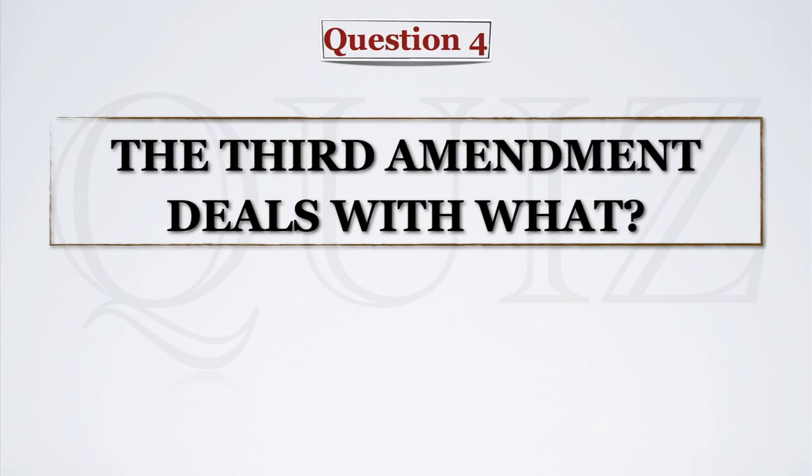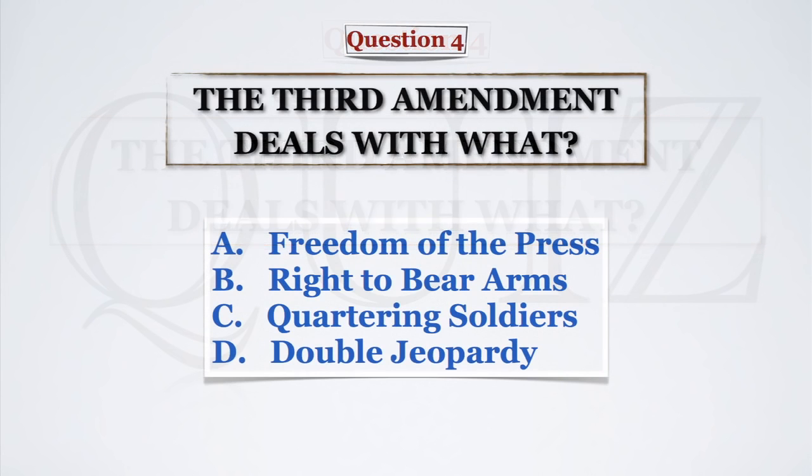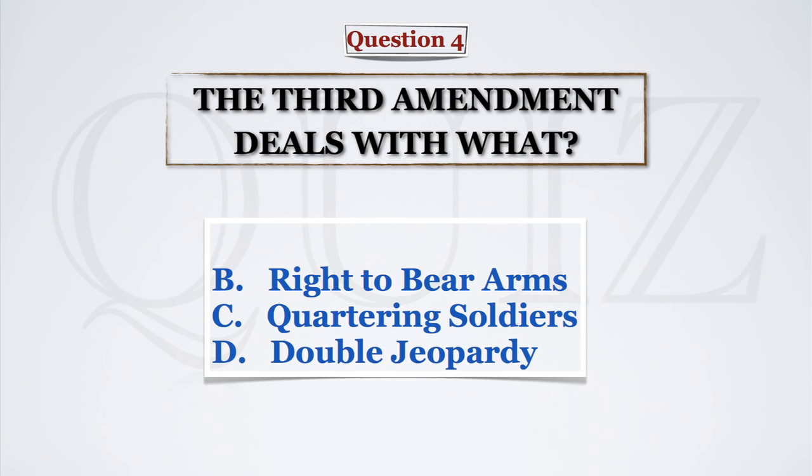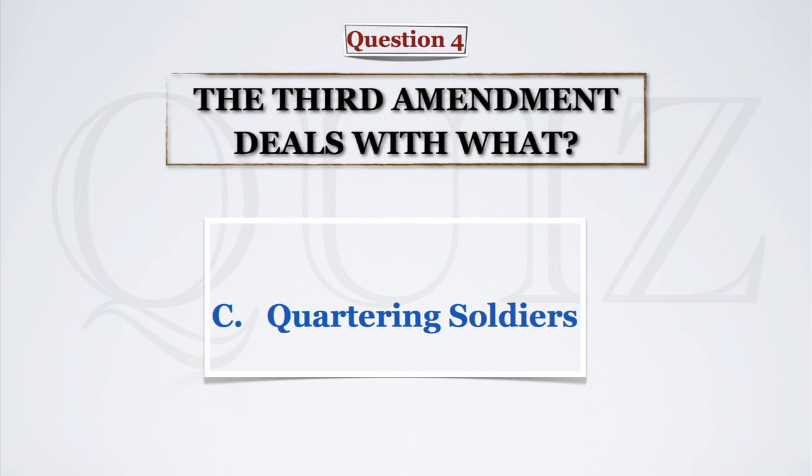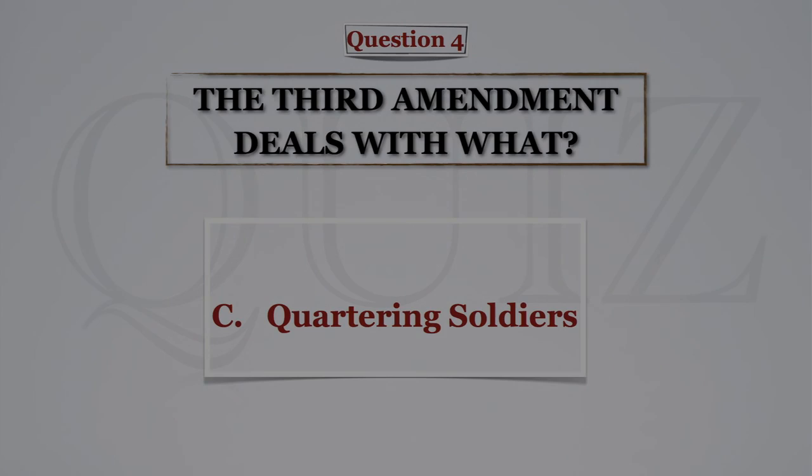Question 4. The Third Amendment deals with what? A. Freedom of the press. B. The right to bear arms. C. Quartering soldiers. Or D. Double jeopardy. The answer is C, quartering soldiers. The founders wanted to be sure soldiers stayed in designated barracks and not people's homes.